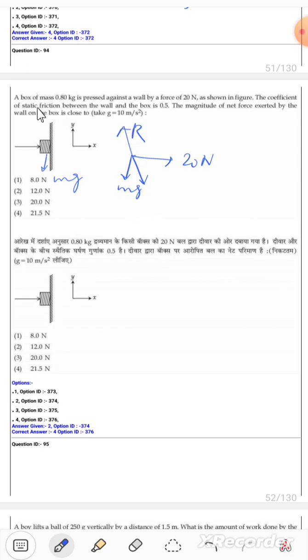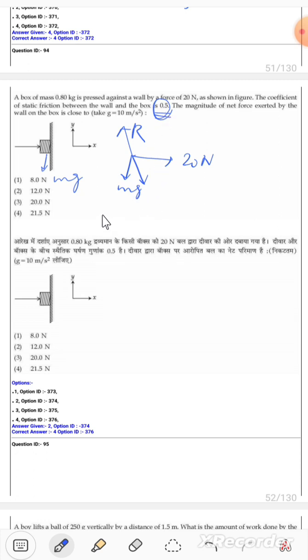There is also the static friction coefficient, they have also given 0.5, but it is of no need. We don't require this coefficient of static friction. They gave it just to make the whole question a little bit puzzling. So it is of no need, that 0.5.